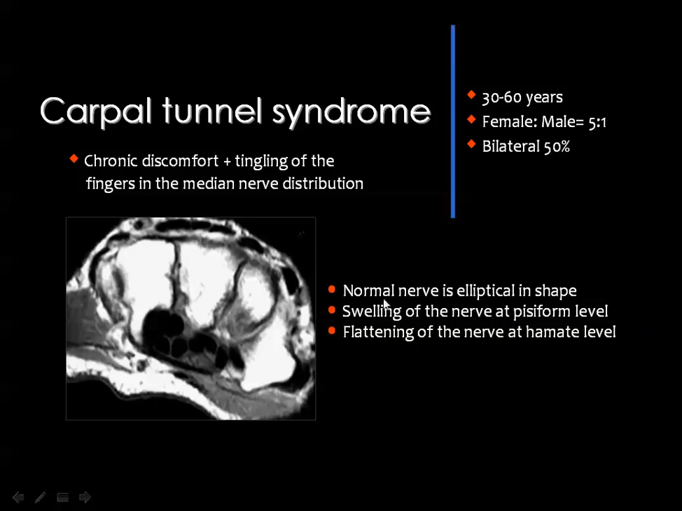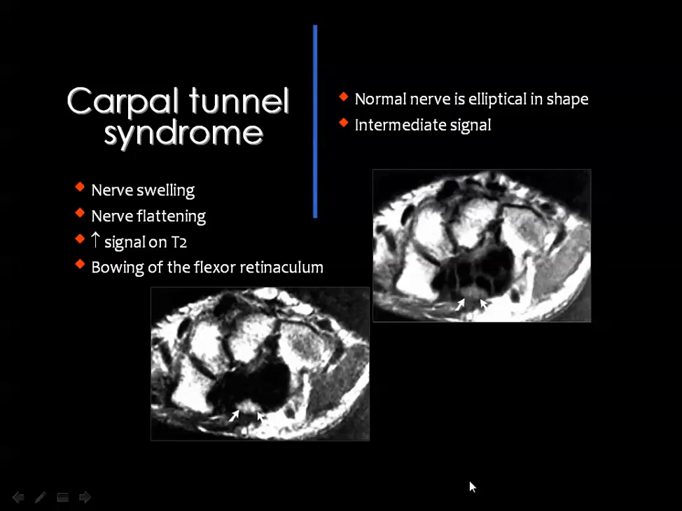The nerve is elliptical in shape, as I have said. A swelling of the nerve or flattening of the nerve associated with a change in the signal are diagnostic signs of carpal tunnel syndrome. Nerve swelling, nerve flattening, increased signal on T2, and bowing of the flexor retinaculum. You know, the flexor retinaculum is horizontally stretched between the tubercle of the trapezium and the hook of the hamate. And bowing of the flexor retinaculum means that there is increased pressure in the carpal tunnel, which is one of the supportive signs of carpal tunnel syndrome.